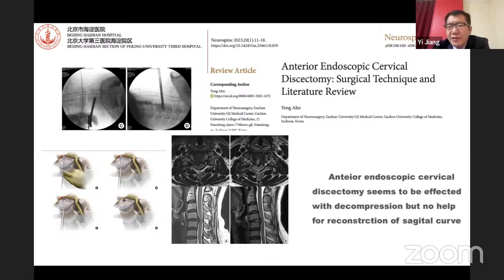Anterior endoscopic cervical discectomy seems to be effective for decompression, but it doesn't help with reconstruction of the sagittal curve, just like in my cases. In these cases, you can see we can decompress. We can't say it's enough, but maybe the symptoms are relieved, while the kyphosis is still there.